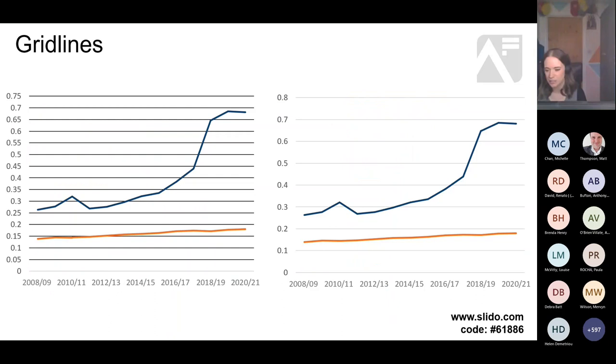This one is for grid lines. Which one's more accessible? Oh, whoops. We'll give the answer then.